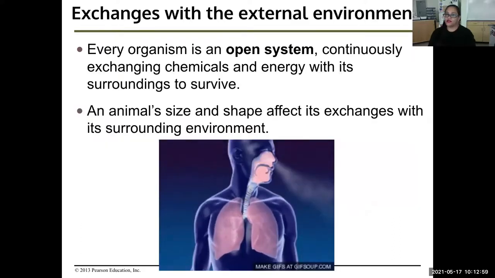Exchanges with the external environment. Every organism is an open system, continuously exchanging chemicals and energy with its surroundings to survive. An animal's size and shape affect its exchanges with the surrounding environment. How do we do this? We breathe. Oxygen and carbon dioxide are two elements or chemicals or compounds that we need to exchange between our insides and the outside of us.